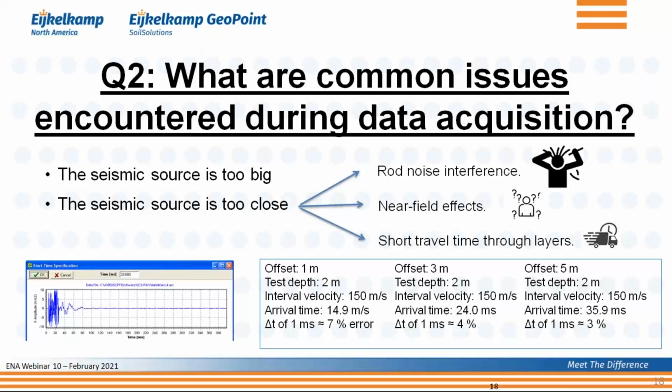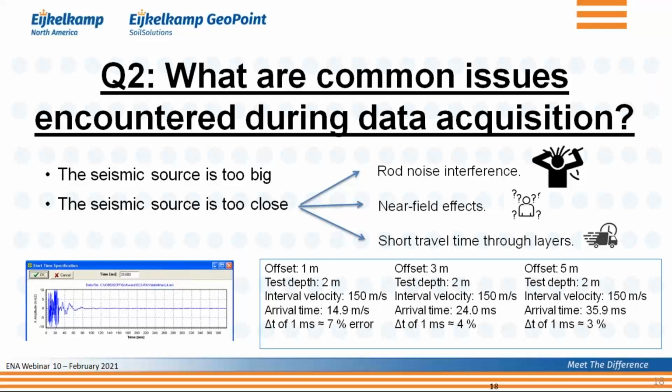And then finally, it's a matter of accuracy. And what I've shown here on the slide are three different situations. We have an offset of 1 meter, 3 meters, and 5 meters. We have a standard test depth of 2 meters. We assume an interval velocity of about 150 meters per second. And you see then the arrival time that is indicated there. It's a very short travel time. Yeah, it's only about 15 to 36 milliseconds, thousandths of a second. So it's a short period. But we undoubtedly are going to make some mistakes there. And you see what the area is if you make a mistake of 1 millisecond. And obviously, if you have a larger offset, then you have a better feel.